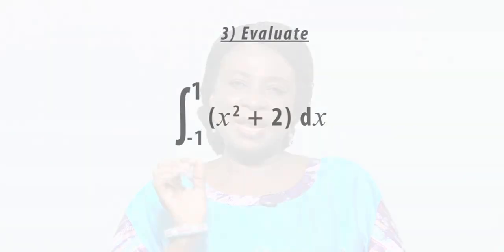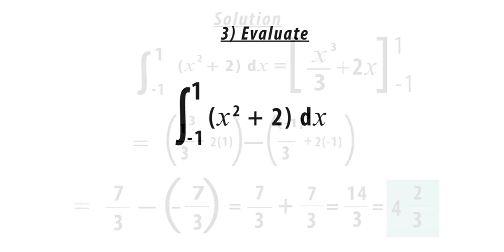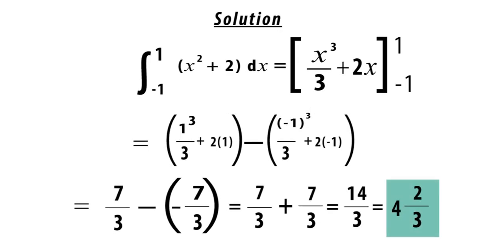Let's take the third one. Evaluate the integral from -1 to 1 of x squared plus 2 dx. Let's take the solution. Remember, integrate the expression term by term and then substitute your limits. So the integral from -1 to 1 of x squared plus 2 dx is equal to x cubed divided by 3 plus 2x from -1 to 1.